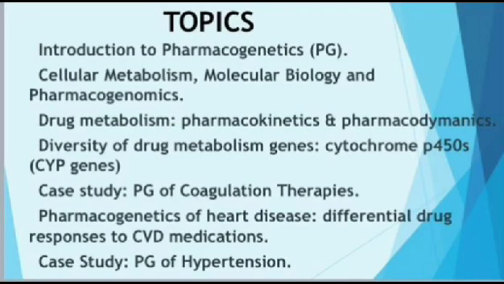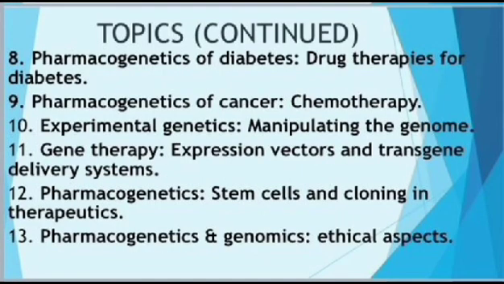Next topic is pharmacogenetics of heart disease. They need to learn differential drug responses to cardiovascular disease medications. Case study of pharmacogenetics of hypertension. Then pharmacogenetics of diabetes. The drug therapies for diabetes should be taught. Pharmacogenetics of cancer with emphasis on the chemotherapy.